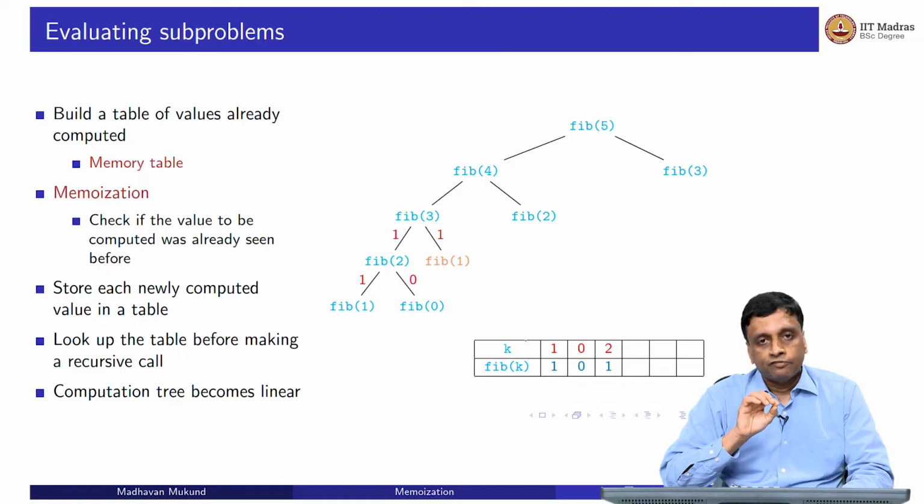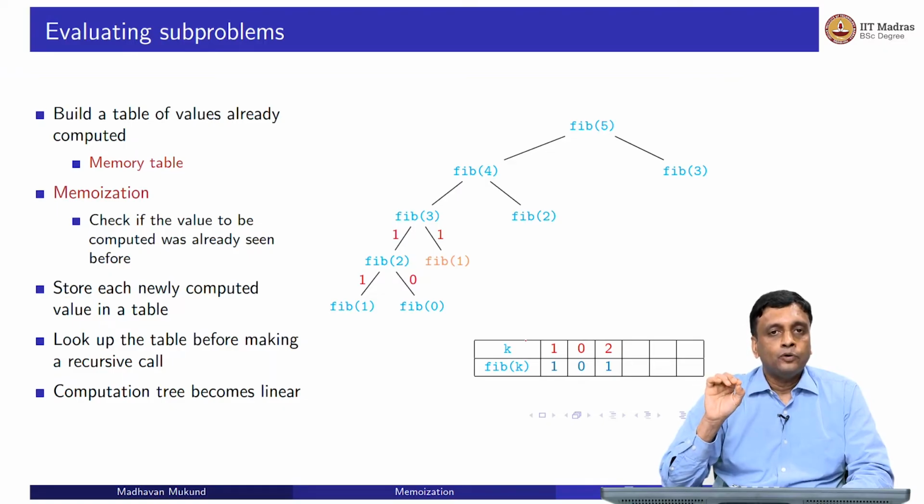So I first look up the table. If the table has an entry for this argument, I will return the value from the table, otherwise I will call the function. So this version of Fibonacci of 1 did not actually reach the code for Fibonacci of 1, it just directly returned it.